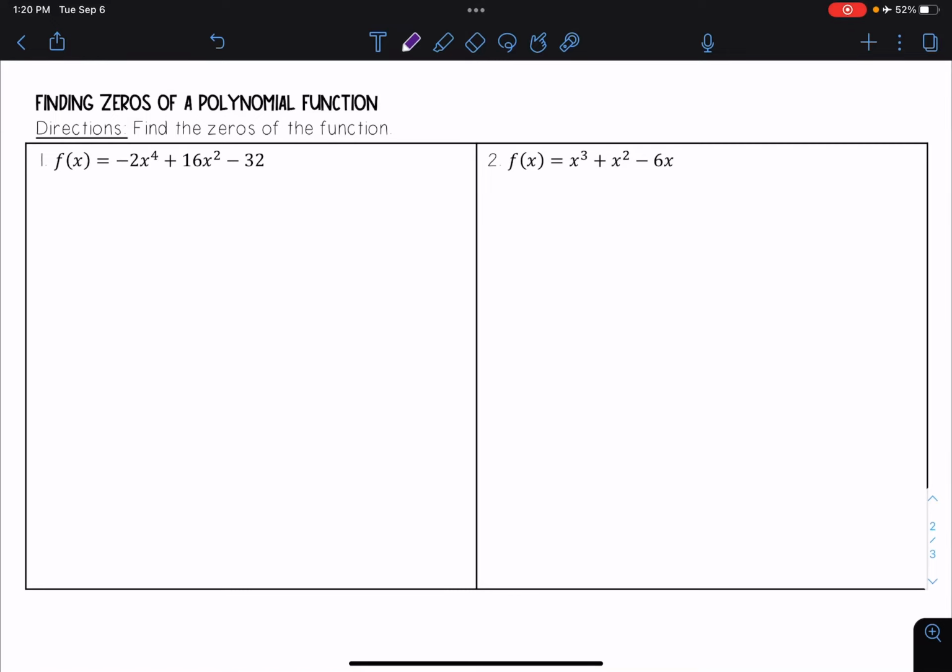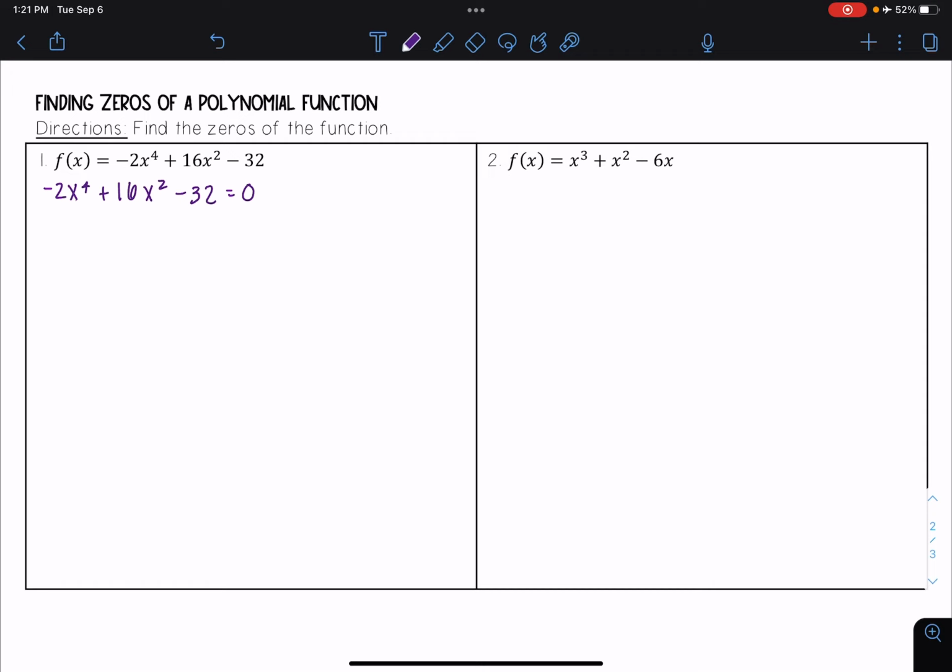In this video, we're going to be looking at finding the zeros of the function. So for both of these, I want to find the zeros. Now, this is just another fancy way of saying to find the solutions. So what that means is I'm just going to take this function and set it equal to 0, and then find my answers, just like what we did in the previous videos.